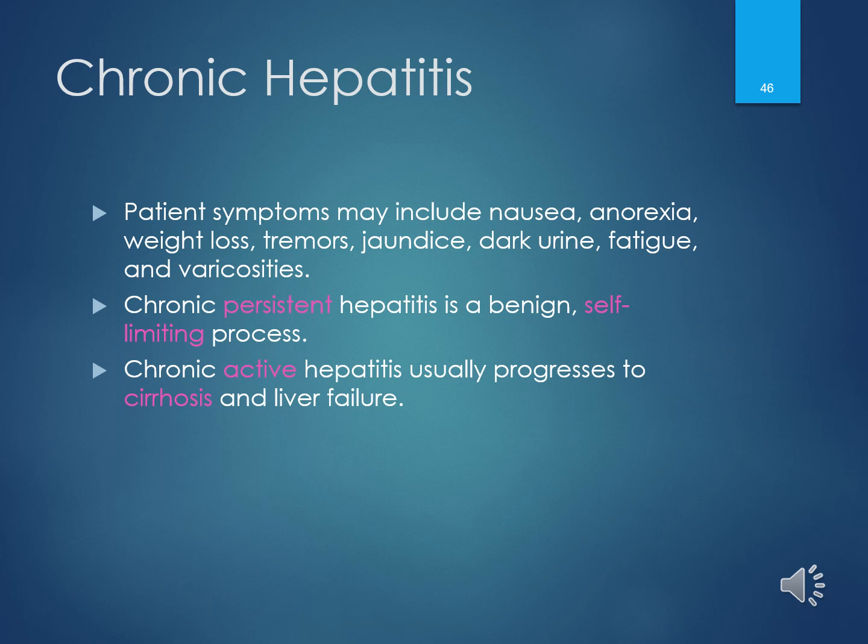There's also chronic persistent hepatitis, which is a benign self-limiting process. That sounds a little counterintuitive, so let's just pause on that for a moment. Chronic persistent hepatitis is self-limiting. Persistent, self-limiting. Chronic active can progress to cirrhosis. Okay? Persistent, self-limiting, active, cirrhosis. So patient symptoms may include nausea, anorexia, weight loss, tremors, jaundice, dark urine, fatigue, and varicosities.